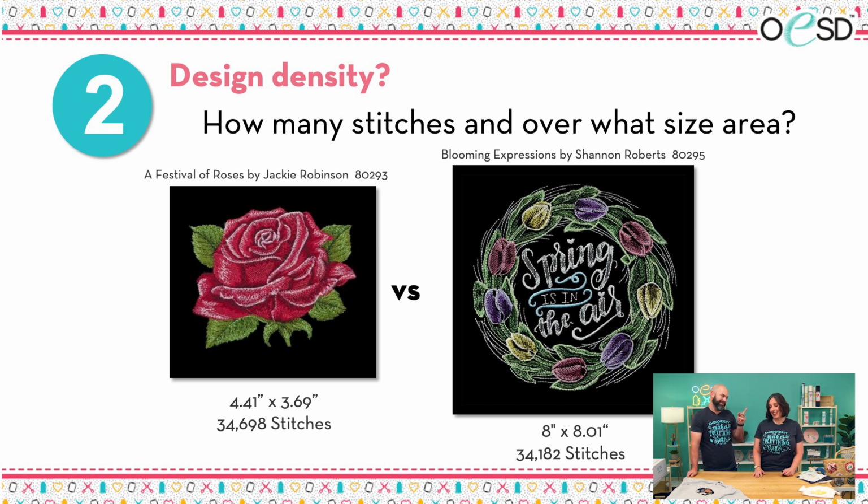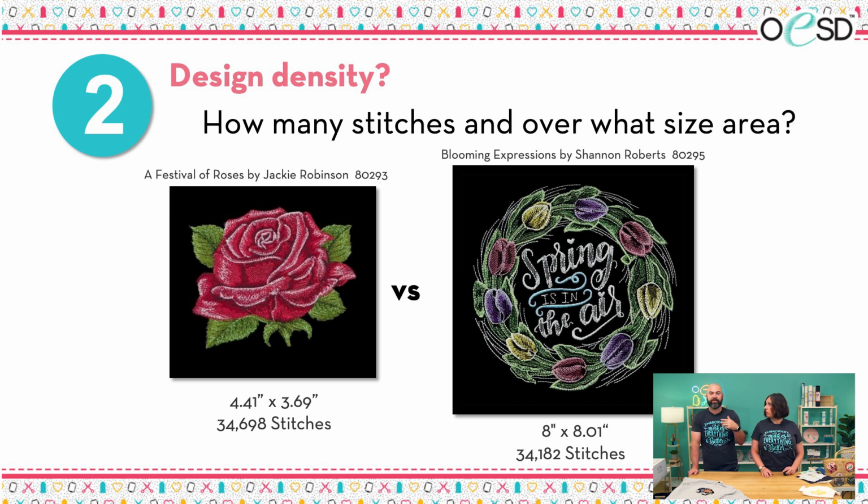Quadruple. See, this is why it's my favorite. See, we're on the math. Because the rose would fit 4 times into the Spring is in the Air design from Shannon Roberts. Okay, I got you. So Shannon Roberts' design is 4 times less dense, or Jackie Robinson's design, this floral, is 4 times denser. But they have a similar number of stitches, basically. Exactly, right. So that's why the stitch to stabilizer equation never works.